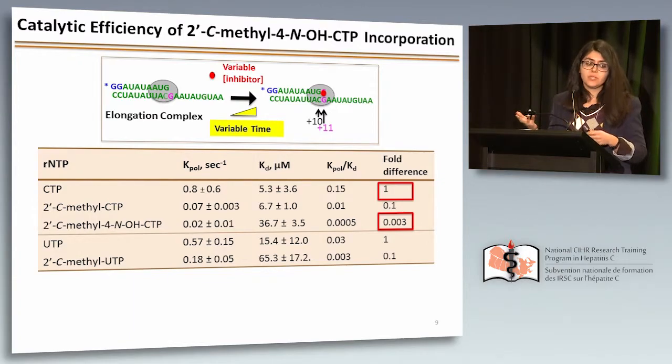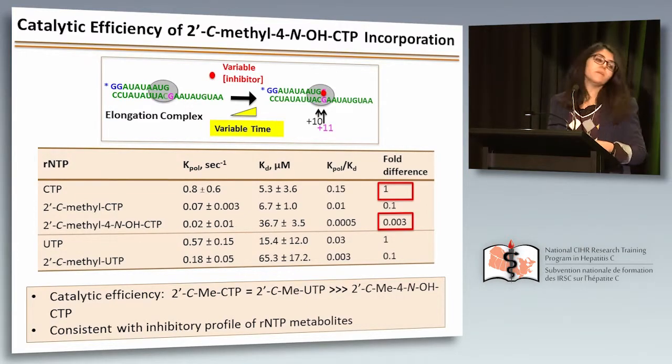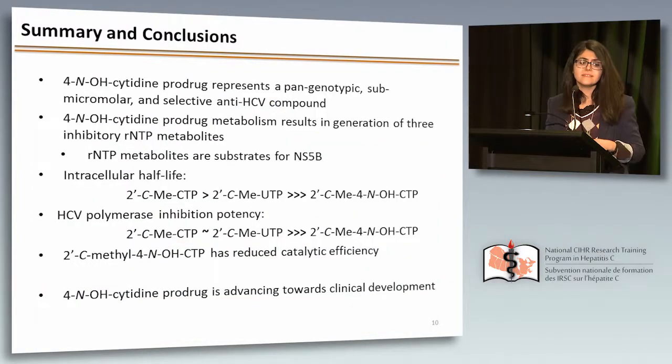And probably what we can conclude is having a simultaneous chemical modification on the base moiety and the sugar moiety makes this a suboptimal substrate for the enzyme. And this is consistent with the inhibitory profile that we see.